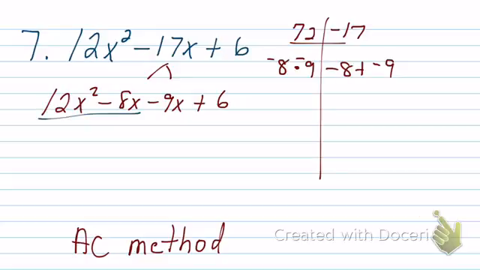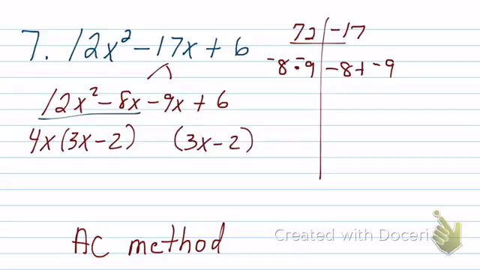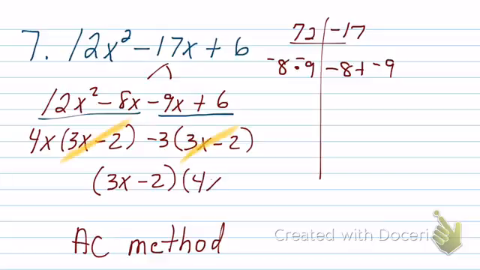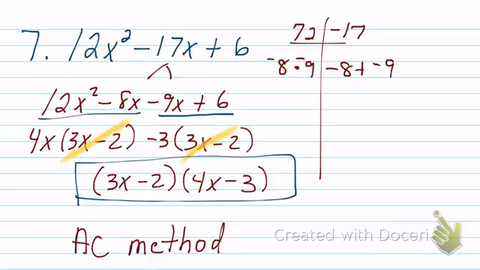We'll factor the GCF out of the first two terms. It's 4x. So we know we have a 3x minus 2 when we factor the other two terms. And to get that minus 9x, we're going to need a minus 3 there. And that's going to work. We just need to go one more step. And this is our final answer. Let's move on to the last problem.